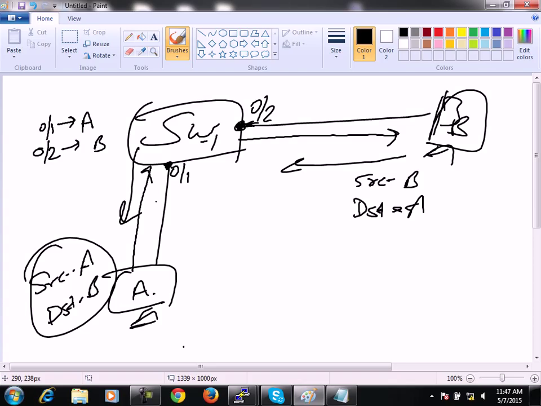Finally, it is loop avoidance. For loop avoidance, switches will be using STP, or you can say STP will be enabled by default on all Cisco switches to prevent the switched network from bridging loops.